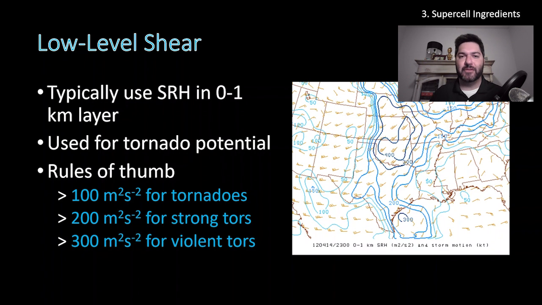So some rules of thumb, these are just what I've used. I think there's some studies to back this up. I didn't go into great depth to understand exactly what those numbers are, and I think they vary from location to location and from time of year. But some rules of thumb: generally above 100 meters squared per second squared is good for tornadoes, 200 for strong tornadoes, and 300 for violent tornadoes.